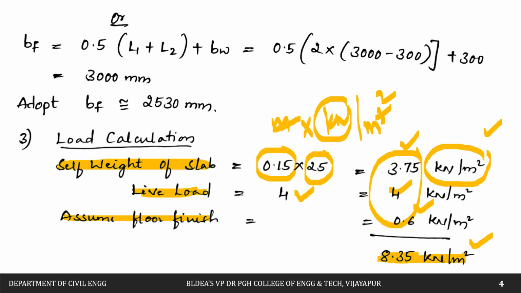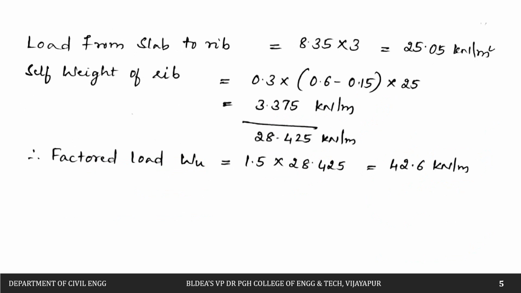Then next we'll calculate the load from the slab to the rib. So 8.35 multiplied by the spacing, that is 3. Therefore we have 25.05 kilonewton per meter.